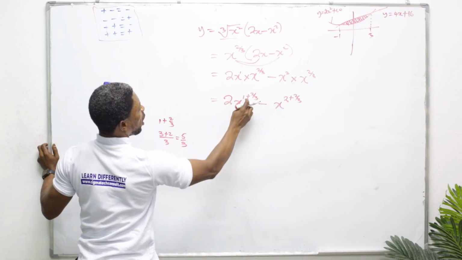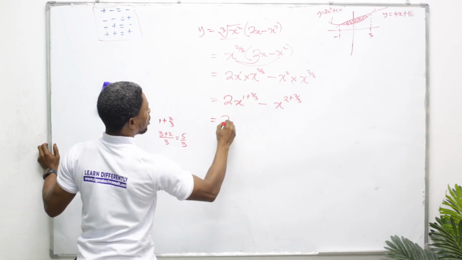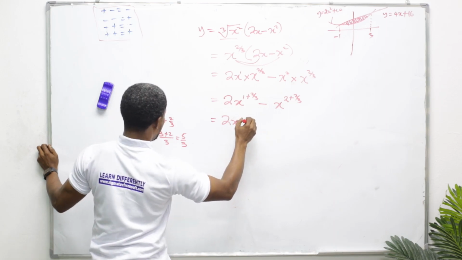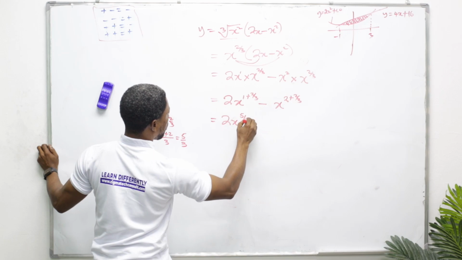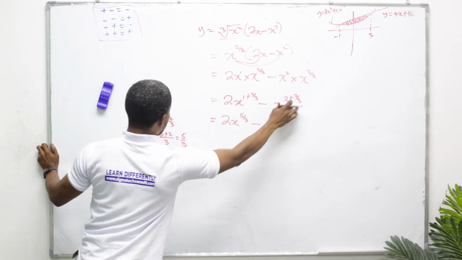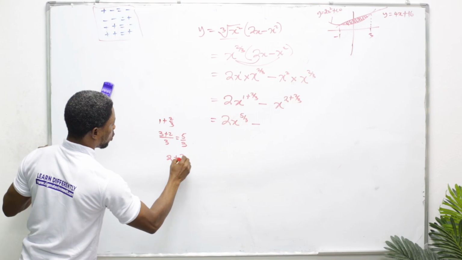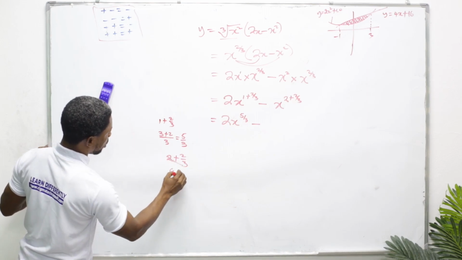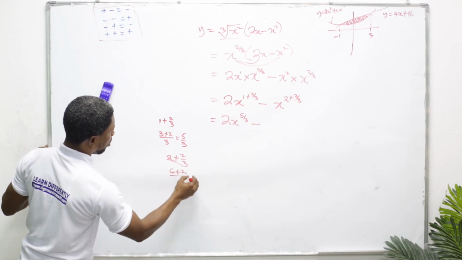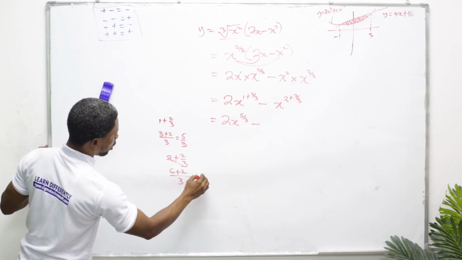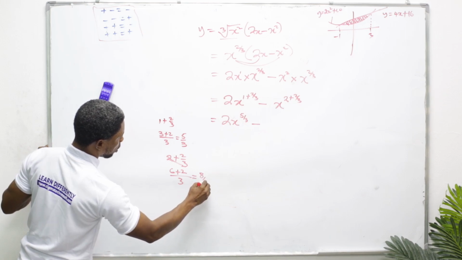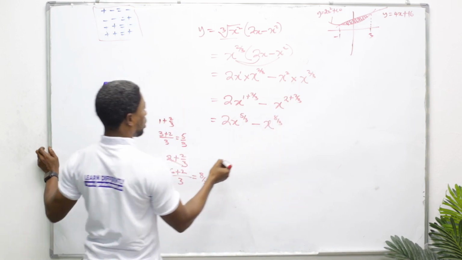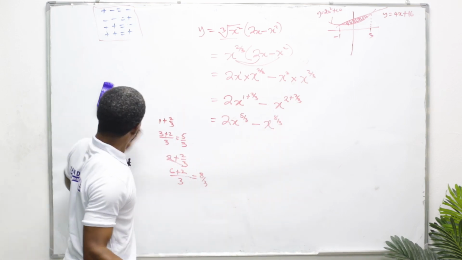So the whole of this 1 plus 2 divided by 3 is 2x raised to power 5 all over 3, minus. Do the same thing here: 2 plus 2 divided by 3. This times this, 2 times 3, is 6, plus your numerator 2, divided by your denominator, which is 3. So this will give you 8 all over 3. So this is x raised to power 8 all over 3. Now, that's what I have here.